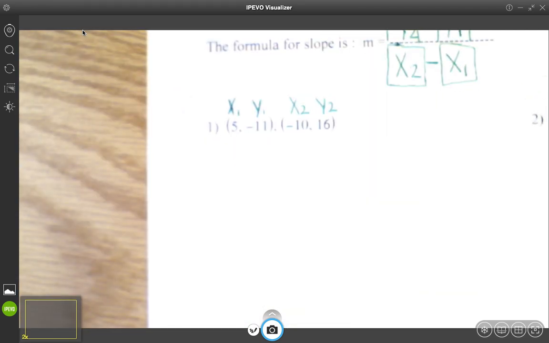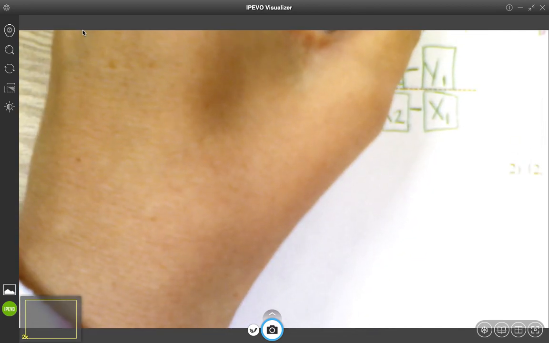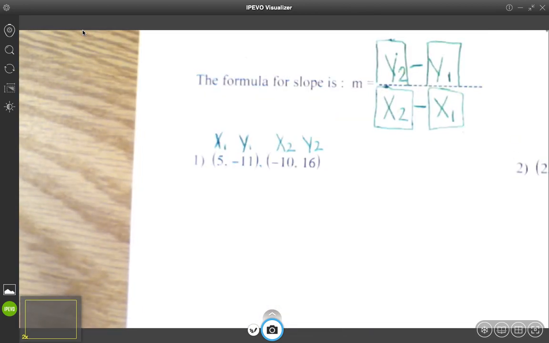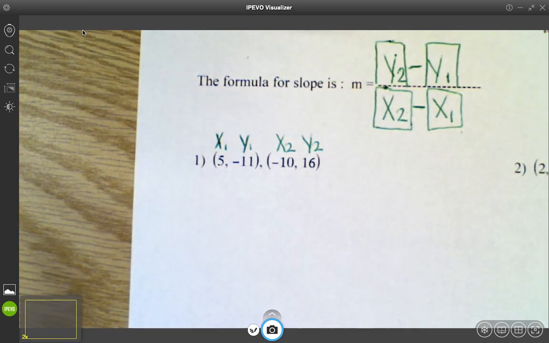And again, I apologize for this quality. I'm working on getting a new camera, but I like this because you guys can see me doing the work in action, and I can also put a calculator on the screen as well.